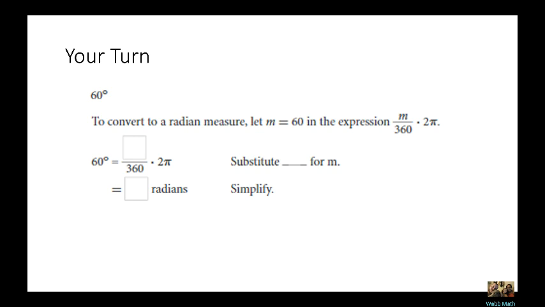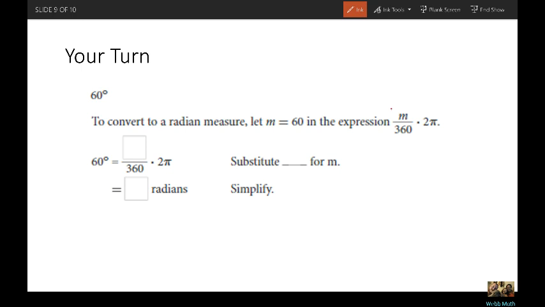So your turn. You have 60 degrees, and you have to convert it to radian measure. So again, you're going to be applying this conversion ratio. M is just that, 60. Okay? Plug it in, and you'll find your answer in radians. Leave it to where you have something to do with pi. Okay? Your answer has to have pi involved for radians.